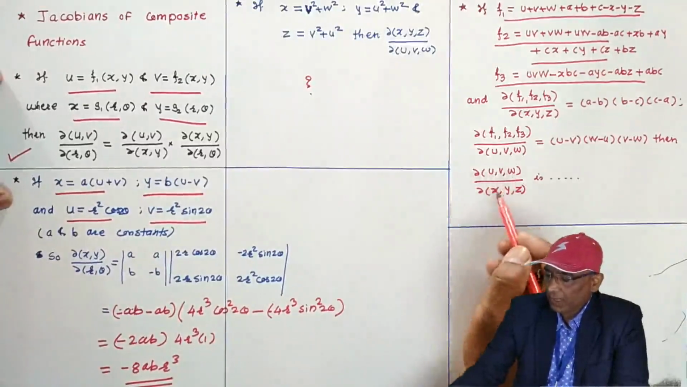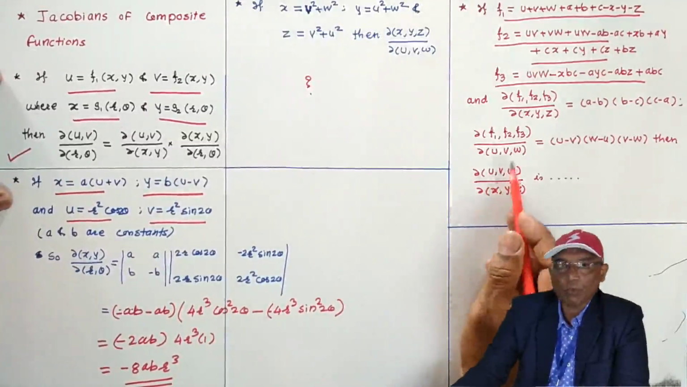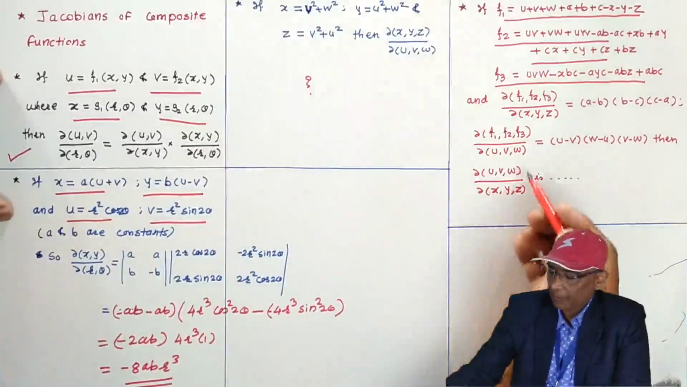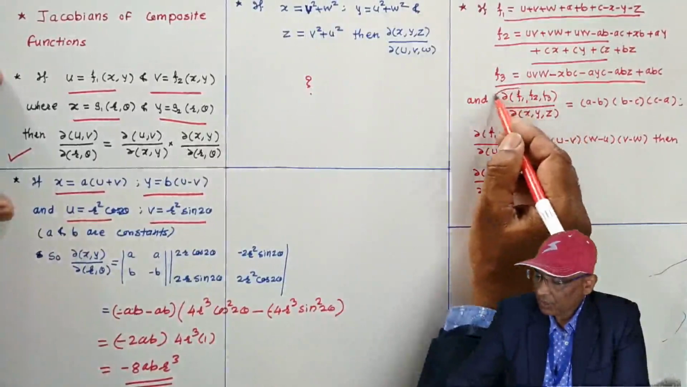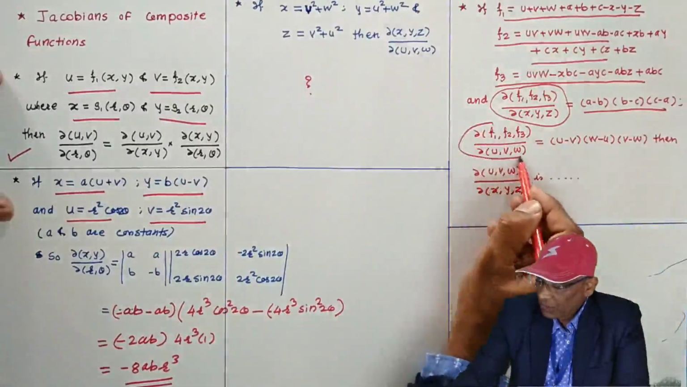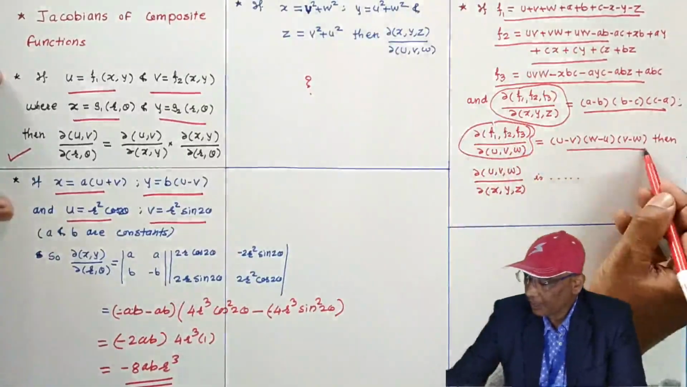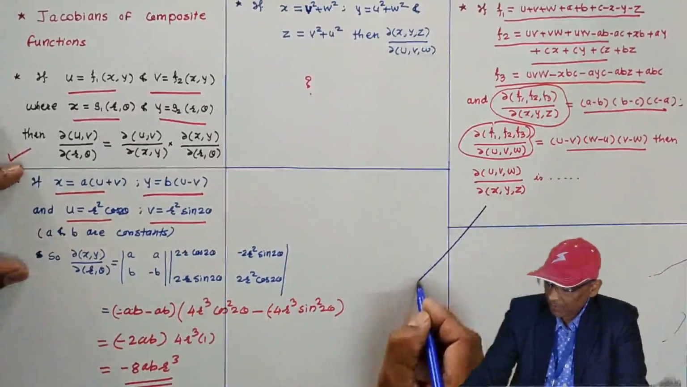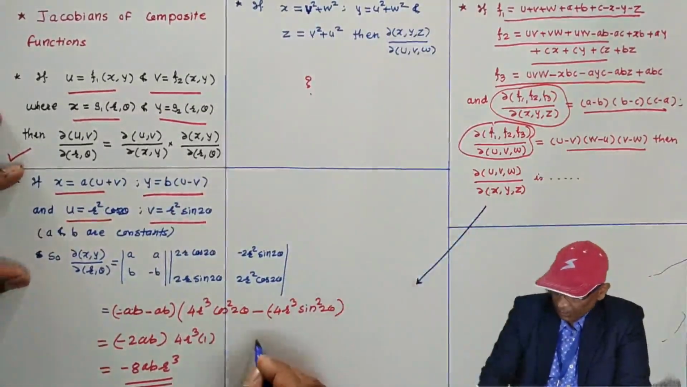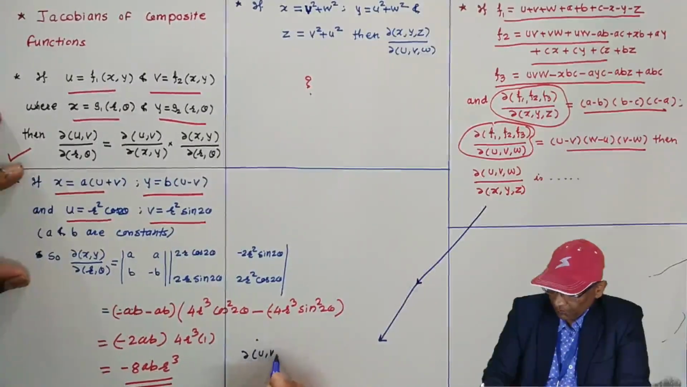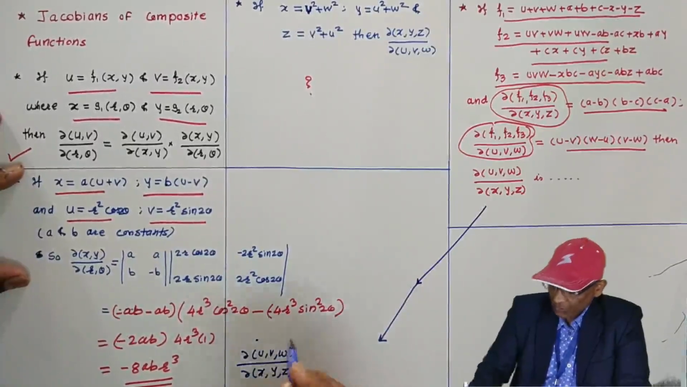Del u, v, w by del x, y, z is asked. Okay, this is a problem of implicit function. Del u, v, w by del x, y, z is asked. But value of this is given. No need to calculate. Value of this is also given. Then value of del u v w by del x y z, here I am writing, see, del u v w by del x y z. Okay, this is implicit function problem.